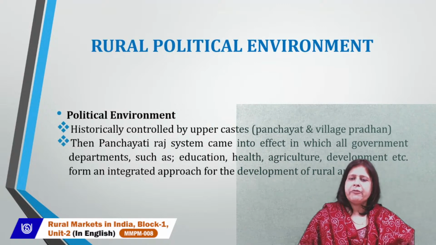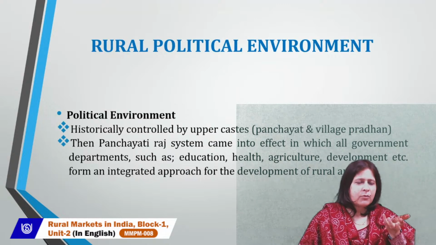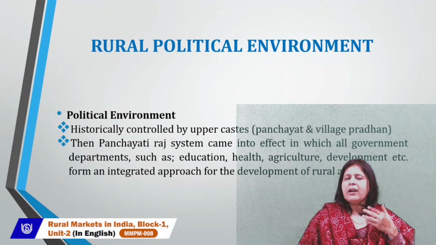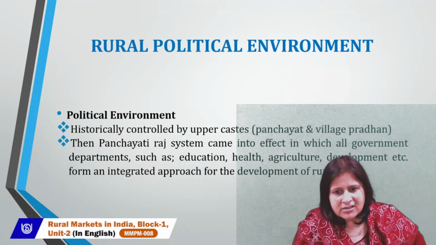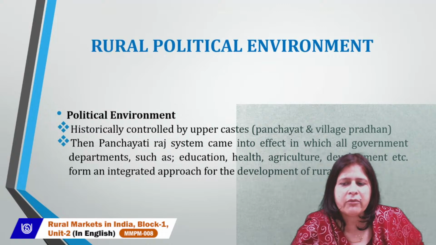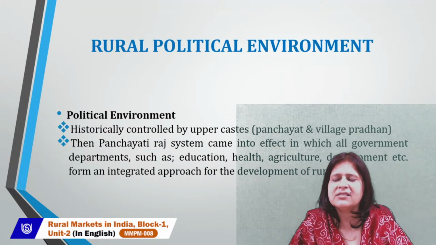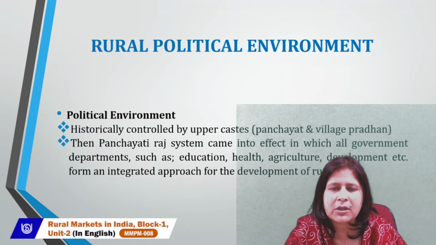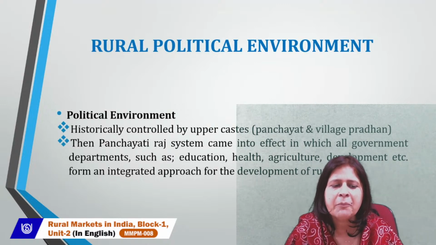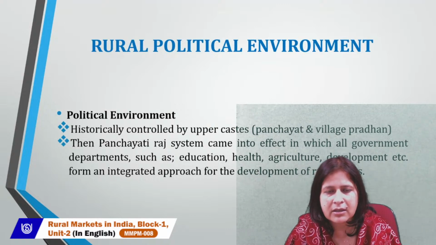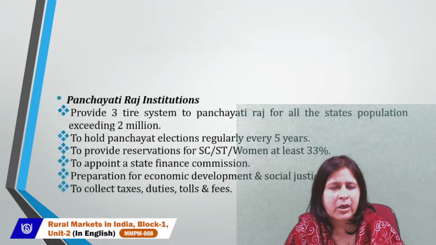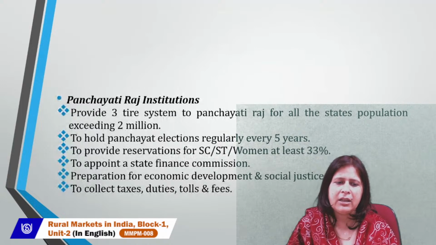Before the Panchayat Raj there was the Zamindari system, controlled by the upper caste, and then the Panchayat Raj system came into effect. In this system, all the government departments, whether educational, health, or any other development department, form an integrated approach. They all work together for the development of the rural area.